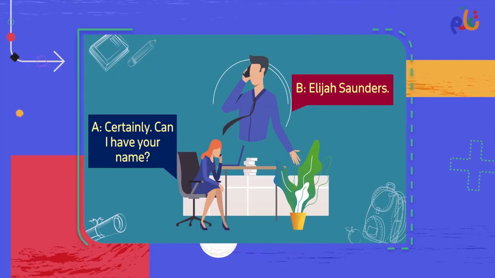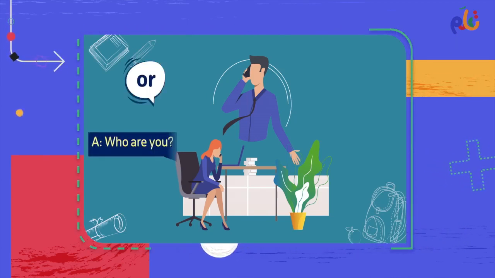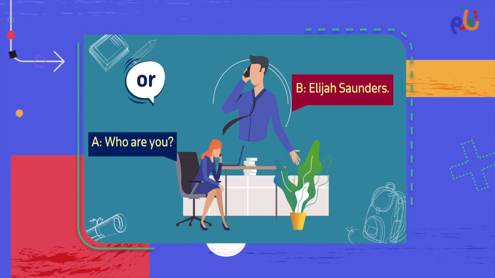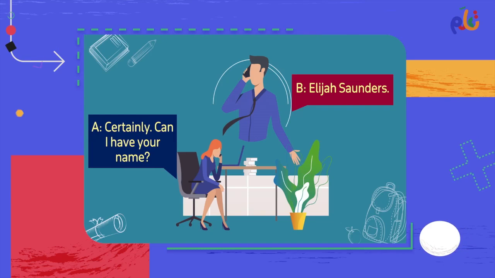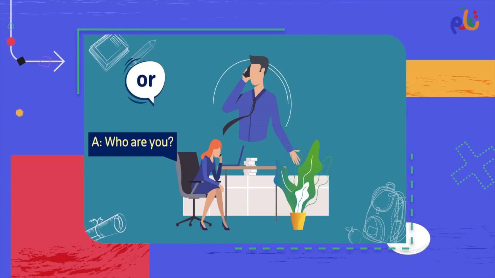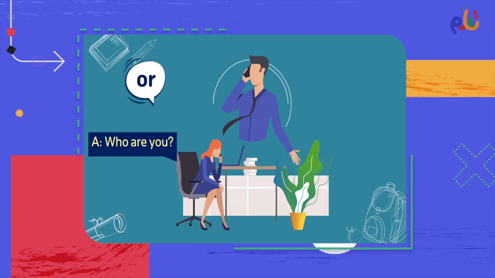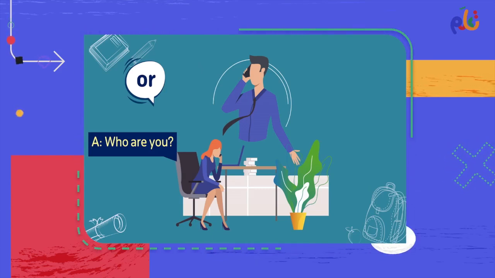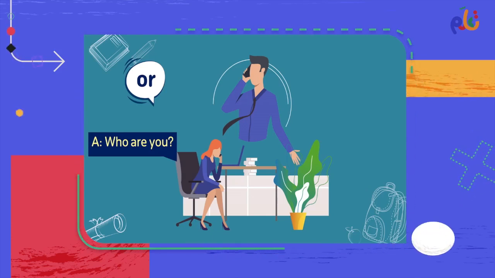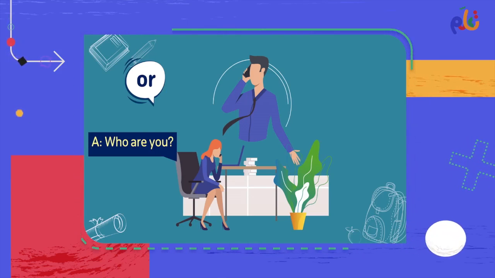Certainly, can I have your name? Elijah Saunders. So look at the other way of saying it. Who are you? Elijah Sanders. So, which is better to say, can I have your name, or who are you? It's not very nice to ask people about their name this way, who are you? I can say, can I ask, who's that? Or, can I ask who this is? Can I have your name, please? These are nice ways of saying, who are you? It's better.